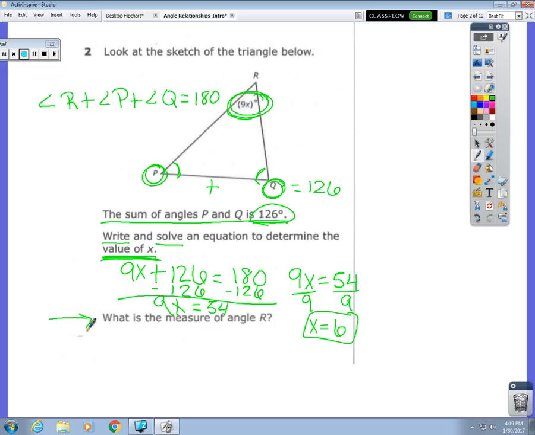That's different from answering this next question, which is what is the measure of angle R? Angle R, if you look back at the picture, is 9 times x. So angle R is 9 times x. We need to substitute this 6 in for this x and solve. So we have 9 times 6, which equals 54 degrees. So the measure of angle R is 54 degrees. So there's an example where we were using the triangle sum theorem.